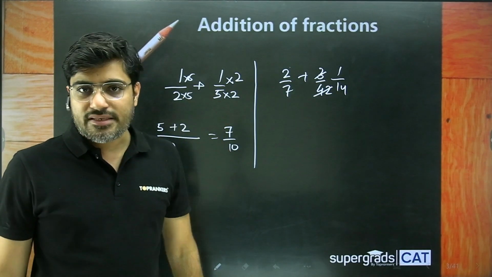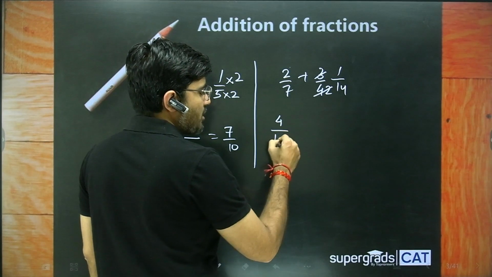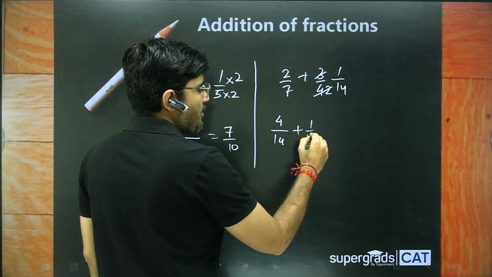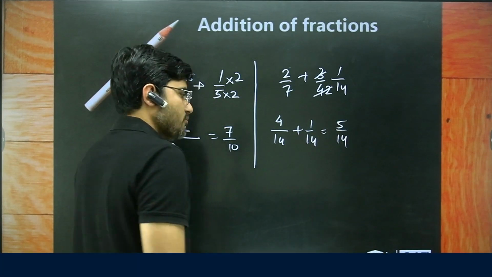दोनों से divide हो जाए ऐसा denominator चाहिए. So I can make 14, so I can write it as 4 by 14 plus 1 by 14, which is nothing but 5 by 14.